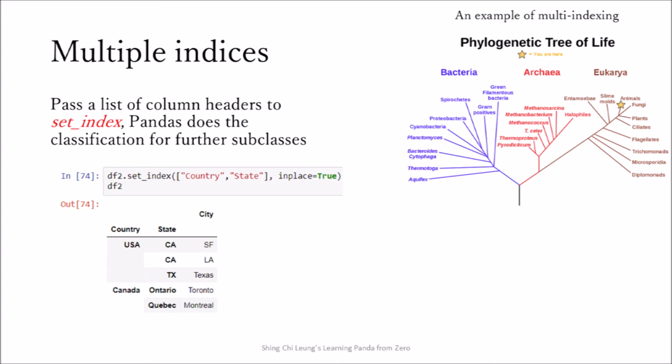For example, if we use the same data frame and set country and state as the indices, Pandas will first group all the entries with the same values in the column country together. Then it further classifies the entries according to the values in the column state. To distinguish whether the column is an index or a real column, we can read from the position of the column header in the output of a data frame.